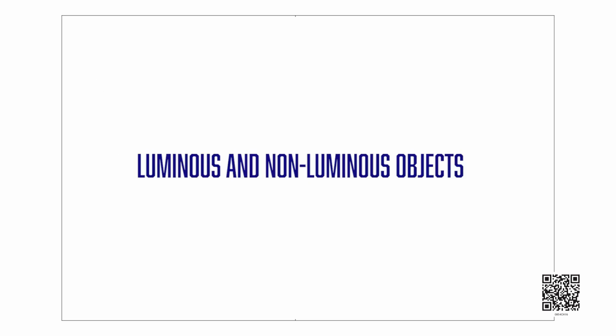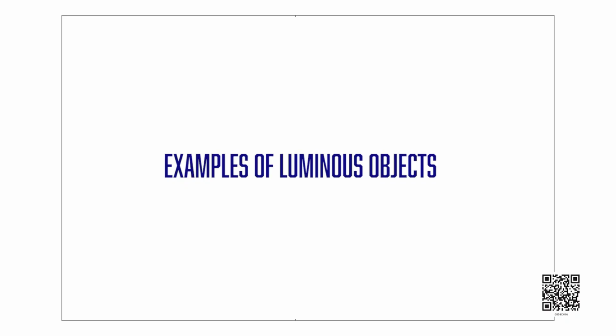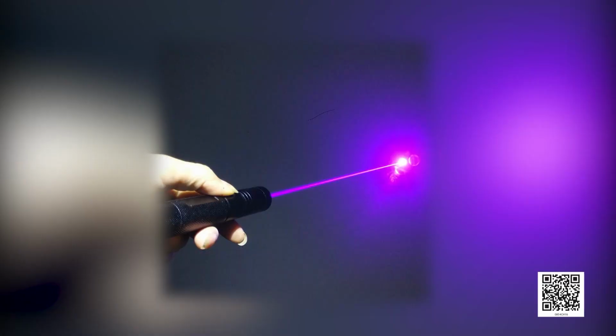Luminous and non-luminous objects. We know that some objects like a light bulb or a candle or even some interesting plants give off their own light. Such objects are called luminous objects. In other words, objects that give off their own light are known as luminous objects. Examples of luminous objects include the sun, fire, a lit candle, an electric lamp, laser, etc.